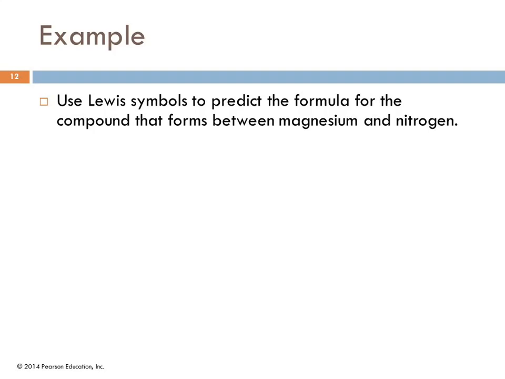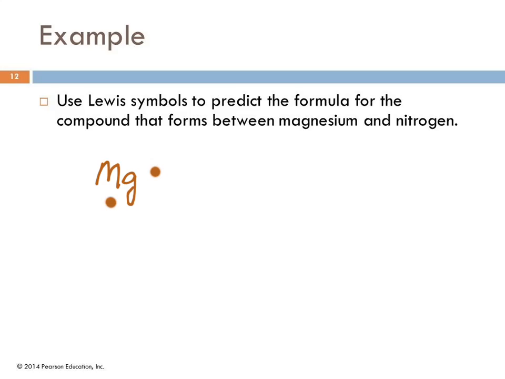So let's use Lewis symbols to predict the formula for the compound that forms between magnesium and nitrogen. Now we've learned how to do that looking at the periodic table, but we're going to do it with Lewis symbols. Okay, and I'm going to try to make some use of color here so that we don't get too confused. So magnesium has which symbol? Mg. And how many valence electrons does magnesium have? 2. So we're going to put 2 dots on magnesium.